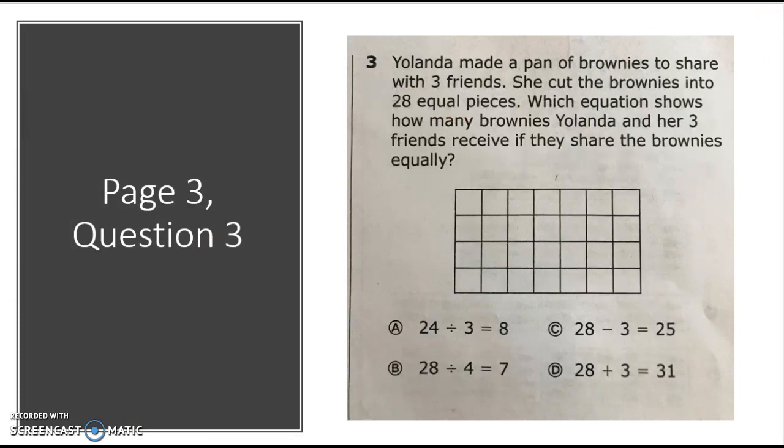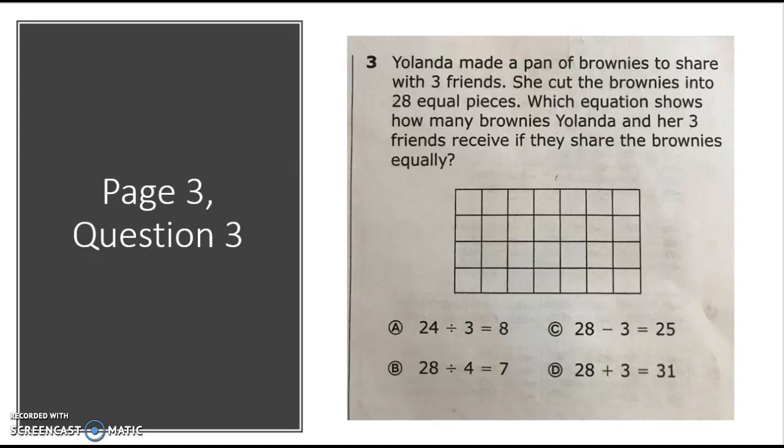It was a question on page 3, question 3. It says, Yolanda made a pan of brownies to share with 3 friends. She cut the brownies into 28 equal pieces. Which equation shows how many brownies Yolanda and her 3 friends received if they share the brownies equally?